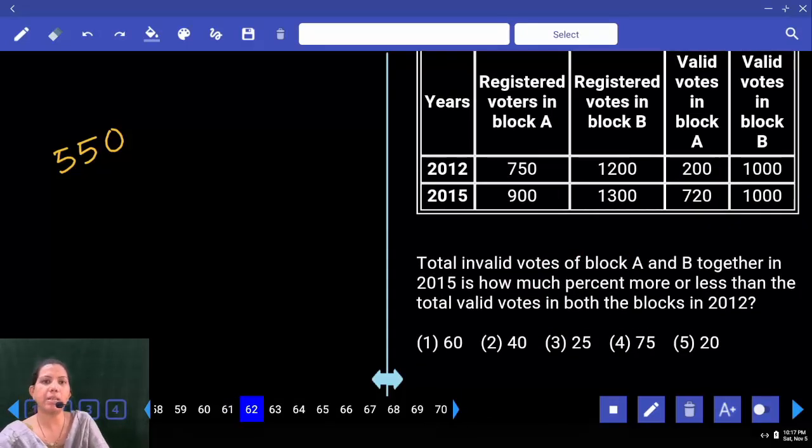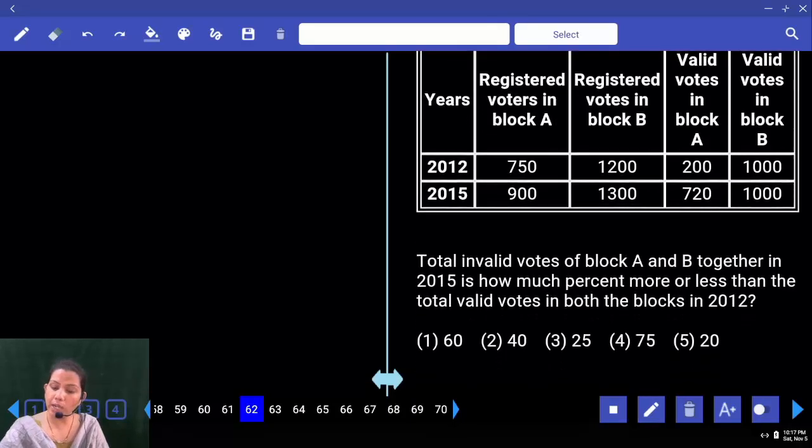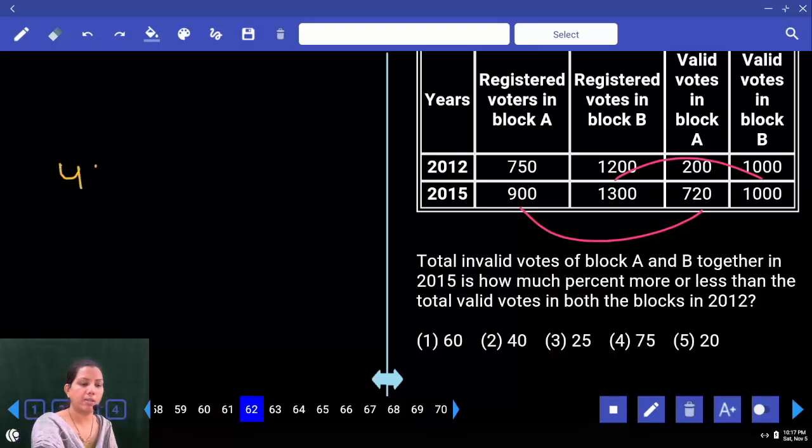చాలా ఈజీ టేబుల్, వ్యాలిడ్, ఇన్వాలిడ్, రిజిస్టర్డ్ అంతే ఏం లేవు. నెక్స్ట్ క్వశ్చన్ నెంబర్ 62. టోటల్ ఇన్వాలిడ్ ఓట్స్ ఆఫ్ బ్లాక్ ఏ అండ్ బి టుగెదర్ ఇన్ 2015. వాట్ ఈస్ ఇన్వాలిడ్ వాల్యూ ఇన్ బ్లాక్ ఏ? ఎంత? 180. వాట్ ఈస్ బ్లాక్ బి? 300. 300, 180 కలిపేస్తే 480.